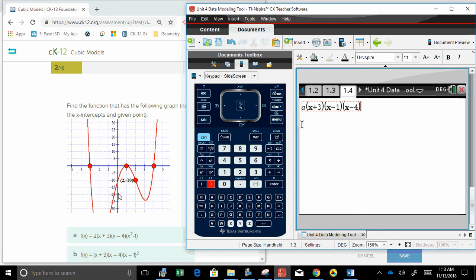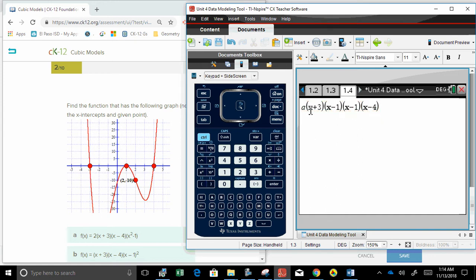But this is a quadratic, not a cubic. So where do I get the extra factor? Well, right here, locally at x minus 1, I have to write that twice because it acts like a quadratic. It's said to bounce off the axis, while these act linearly, like a line through here. So this is why I write it this way.